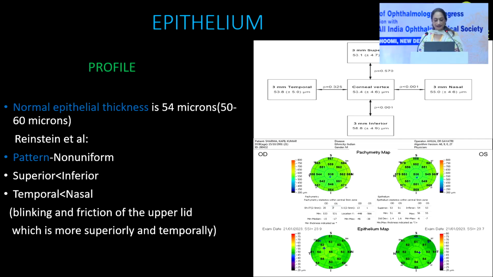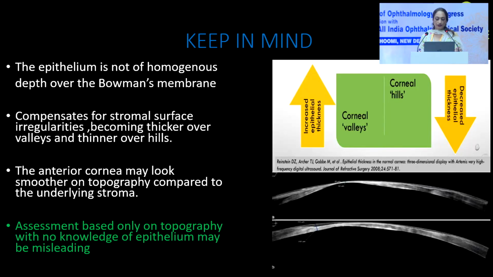The normal epithelial thickness is about 54 micron, ranging between 50 to 60 micron, and it is non-uniform in pattern. The superior being thinner than the inferior and the temporal being thinner than the nasal. And this is due to blinking and the friction of the upper lid, which is more superiorly and temporally. Now, what we need to keep in mind is that the epithelium is not of homogeneous depth over the Bowman's membrane.